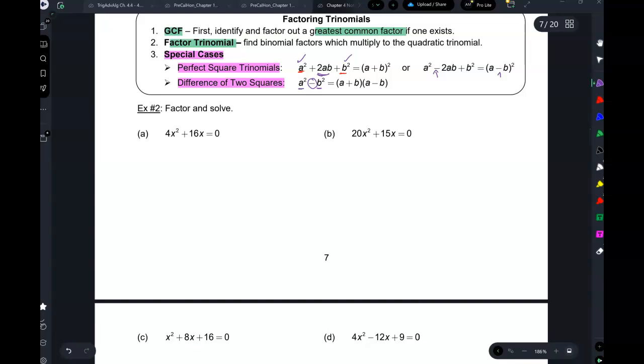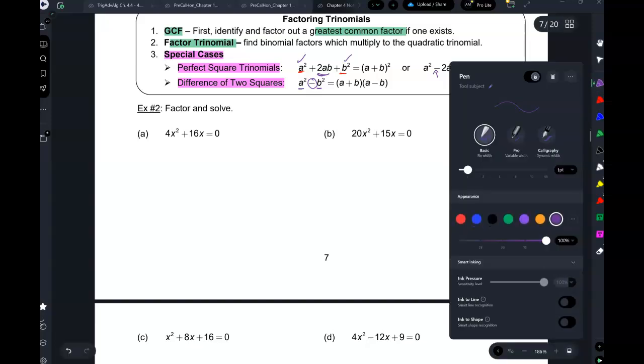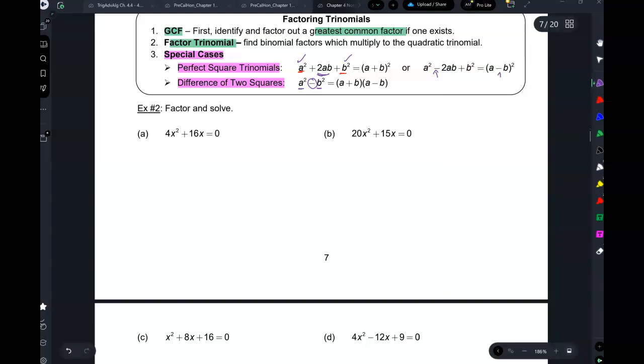Okay, so take a look here. We can definitely factor out a GCF. We can factor out a 4x, and I get x plus 4 is equal to 0. And now you have one thing times another thing equal to 0. So we say 4x equals 0, x plus 4 equals 0. So here x is 0, x is negative 4, and I have 2 answers here.